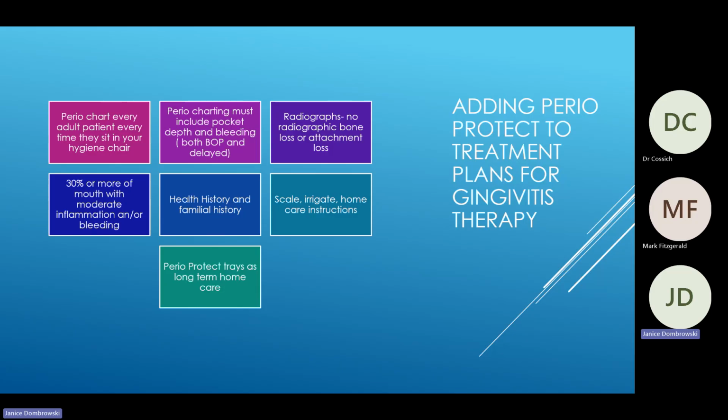Remember, scale, irrigate, home care instructions are huge. Perio Protect trays are your long-term home care solution, right? We can reverse this. They don't have to move on to periodontal disease with bone loss. We need to get these patients early, right? Because we know we can keep them free from bone loss if we get them on trays every day.